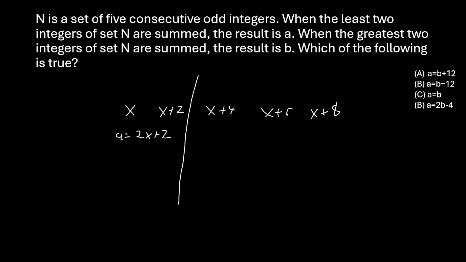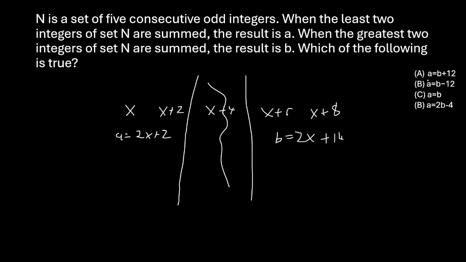When the greatest 2 integers of set n are summed, these two, we don't care about this one, the result is b. b would be equal to x plus 6 plus x plus 8. So that's 2x plus 14. Which of the following is true? And here we have the answer.